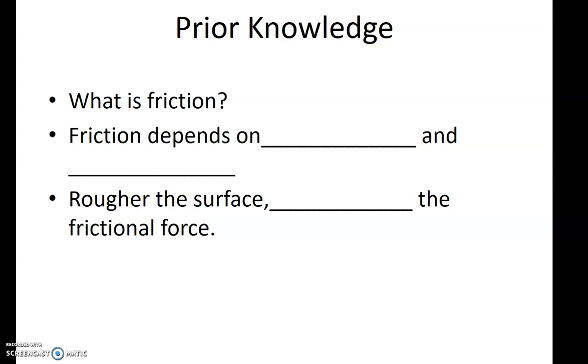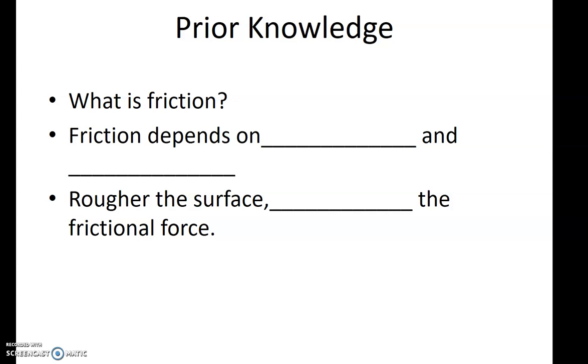Before entering into the main topic, let's check the prior knowledge based on what we have learned in the previous video. In the first part of the video, we learned about what friction is. We learned which are the two factors on which friction depends. And we also learned about a special type of frictional force, that is the kinetic friction. So here are a few questions which you can answer.